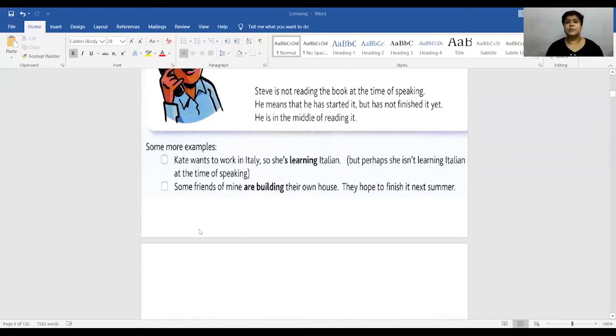Another example is: some friends of mine are building their own house. They hope to finish it next summer.